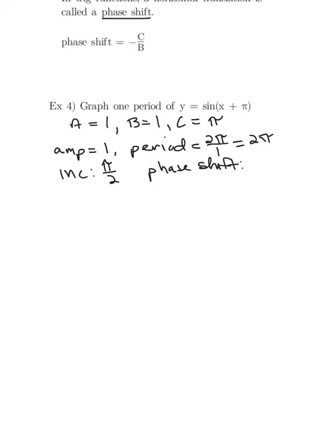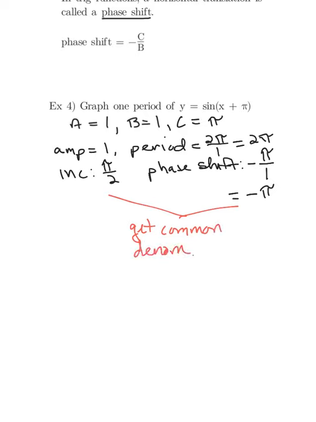We do the opposite of our C. So we're going to do negative C over B. So our phase shift is going to be negative pi. What that tells us is we're going to take our basic sine graph and move it left pi. What will be very helpful for you when you are doing a phase shift is to get a common denominator for phase shift and increments. Well, increments are in pi over 2s, and the phase shift we could think of as negative 1 pi. How can we write negative pi as something over 2? We could think of it as being negative 2 pi over 2, because 1 is always the number over itself.